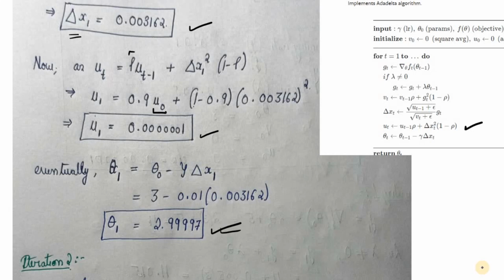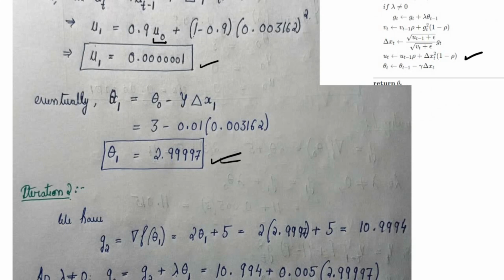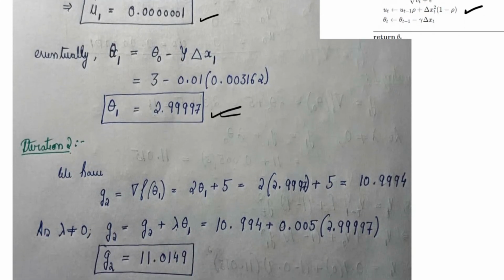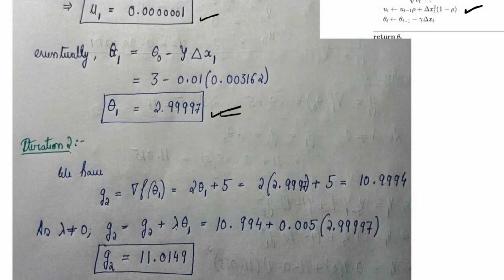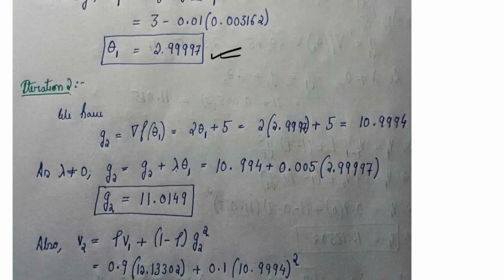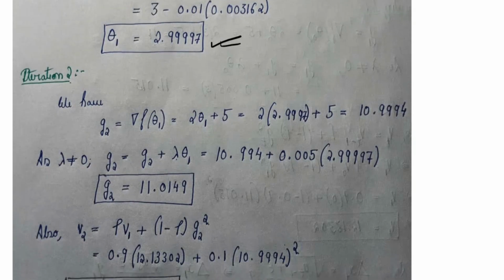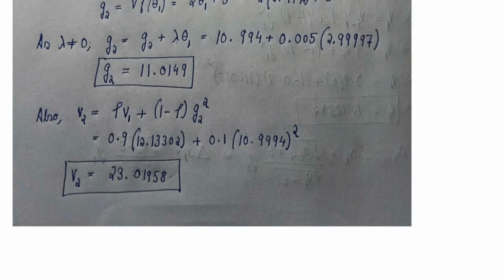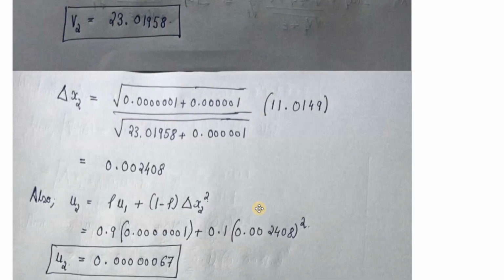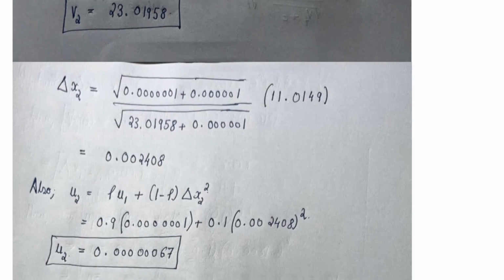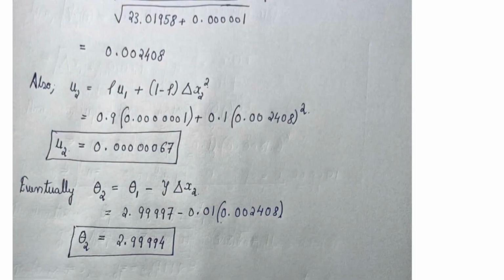That's it. Now since we have done iteration 1, we can proceed with iteration 2 as well. It's not going to be that tough, as we have already done one iteration. We will follow the same steps. We will calculate the gt first, where t is equal to 2. Again we are going to solve for v2. We replace t with 2 and keep on solving it, and we keep on solving and we get the value of delta x2, we get the value of u2, and eventually we get the value of theta 2 as 2.994.